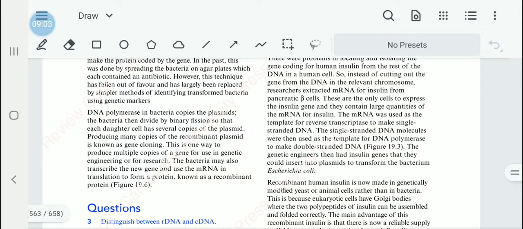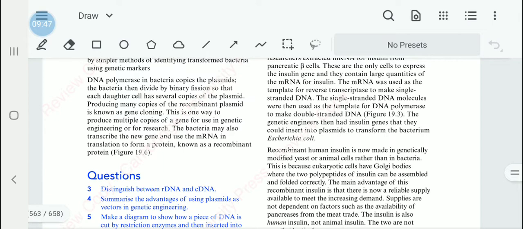DNA polymerase in bacteria will copy the plasmids, and then bacteria will divide by binary fission. So each daughter cell will have several copies of the plasmid. So when you produce many copies of the recombinant plasmid by gene cloning, we produce multiple copies of the gene that we produced as a result of genetic engineering. So the bacteria would also transcribe the new gene and use mRNA in translation to form a protein known as a recombinant protein.